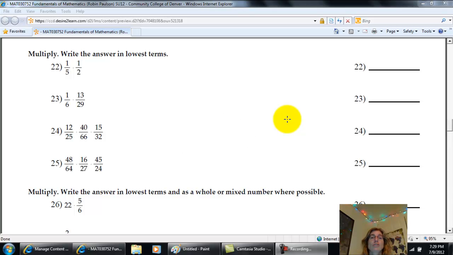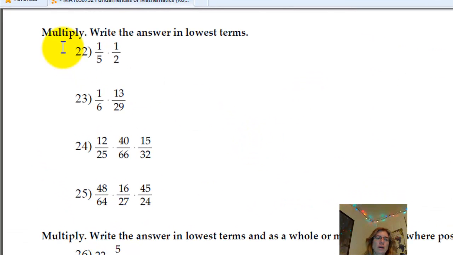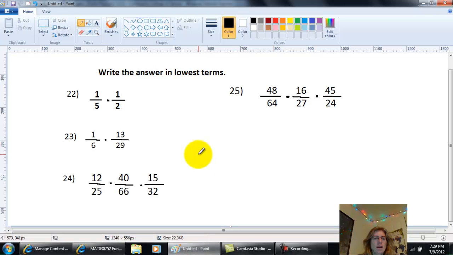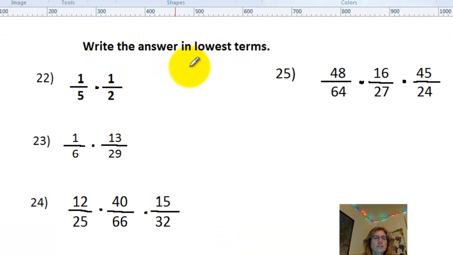Alright, this is still test review, and this is problems 22 through 25. We are multiplying and then writing the answer in lowest terms. So these are multiplying fractions, basically. For the first one, number 22, it's 1/5 times 1/2.